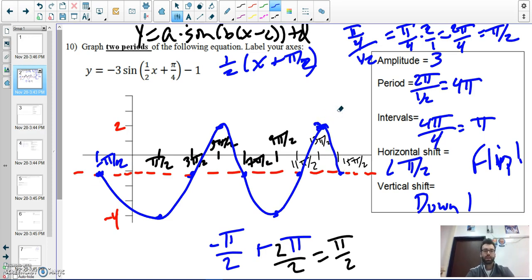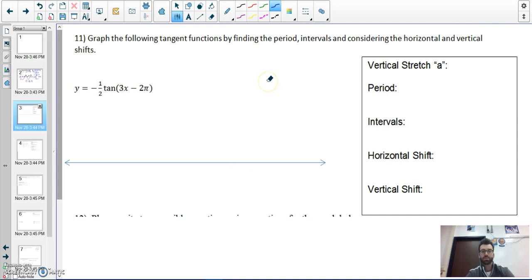There is our sine graph. Okay, next one, we're talking about a tangent. We're going to make one period of the tangent graph here. We're graphing one period.